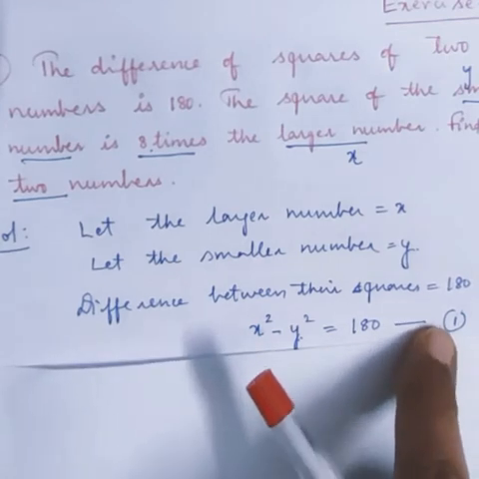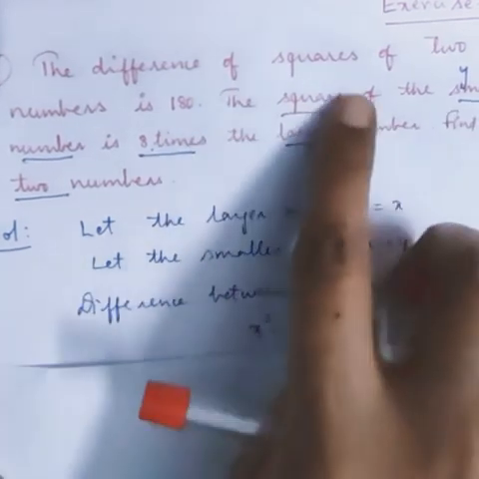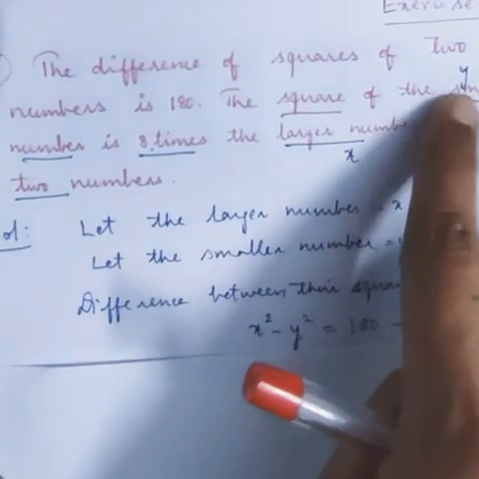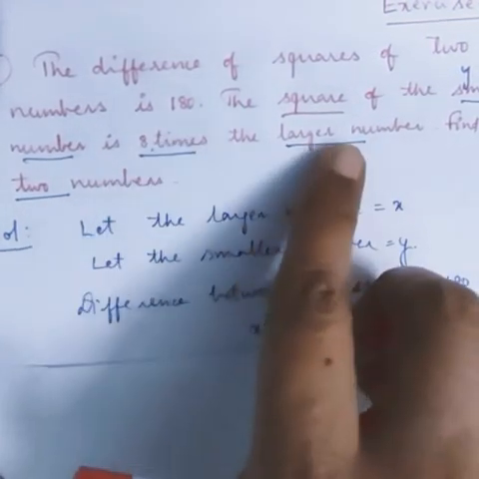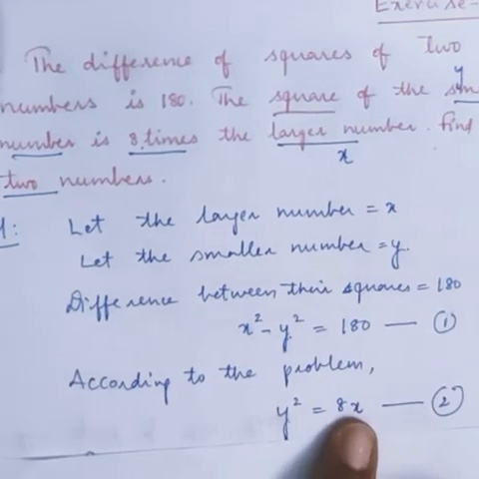Now we have got one more data here. That data is: the square of the smaller number is 8 times the larger number. So the square of the smaller number, y square, is equal to 8 times, so 8 into x. That's going to be our second equation: y square is equal to 8x.